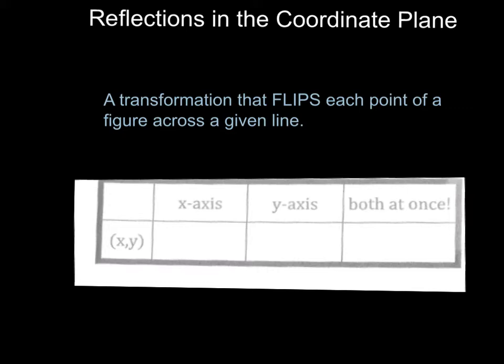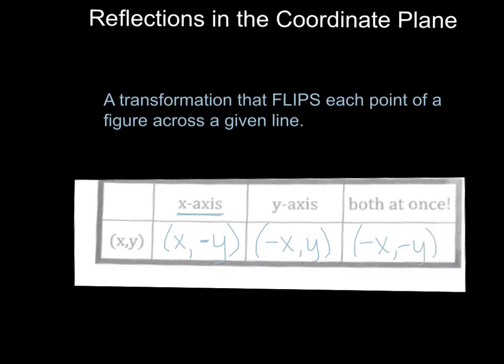If you reflect a figure over the x-axis, what happens to the ordered pair is that x stays the same and y becomes the opposite. So we would say negative y. If we flip a figure over the y-axis, the x would become negative and the y stays the same. And if we flip both at once, so that means if we flip it over the x-axis and then the y-axis or vice versa, both the x-coordinate and the y-coordinate would be the opposite.